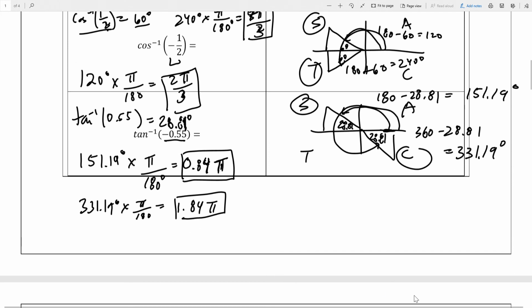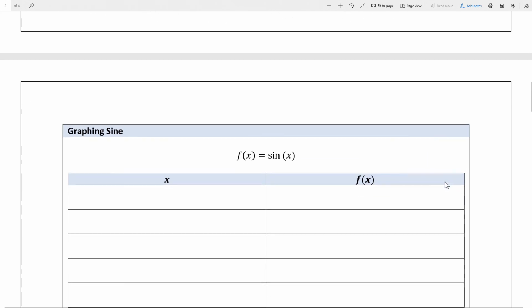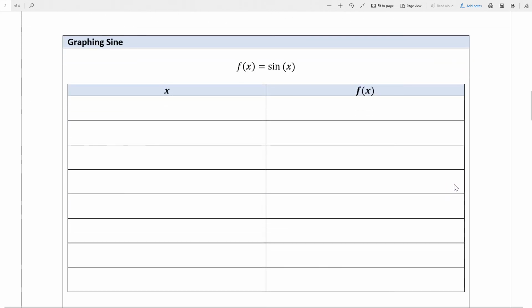Great. So please complete more practice questions on this, which I've given you last class. Okay, so that's pretty much what I'm going to cover in the video. I want you to complete this, which is graphing the trig functions.